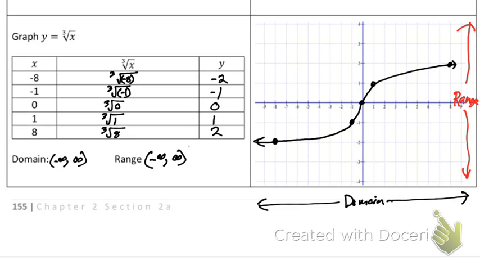Well, that kind of makes sense if I think about plugging stuff in. I can plug in a really big negative number and get a big negative number out. I can plug in a really big positive number and get a big positive number out. So it goes in both directions. That is our domain and our range.